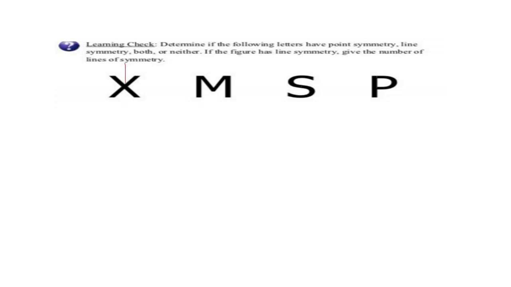So if we look at X, I can cut it here, I can cut it here, so it has 2 lines. And then also I can rotate 180 degrees, so it has point symmetry. If we rotate X 180 degrees, we know that it's going to land on the same spot. Now M, if we rotate it 180 degrees, it's not going to work. It's going to look like a W. But we can draw a line here that cuts it in half, so it has one line.